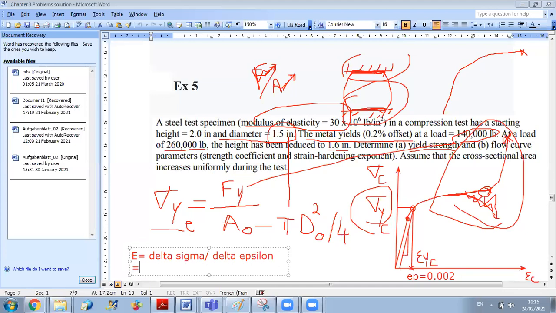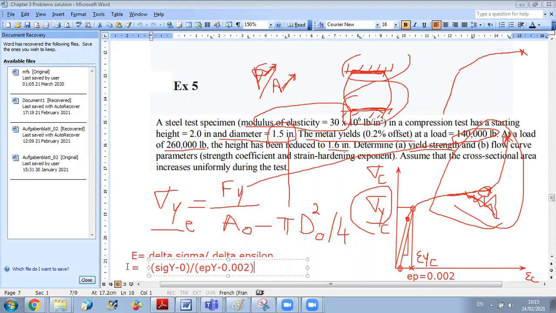In this case, the two points of interest are first the point here, which corresponds to epsilon 0.002, and since it is on the epsilon axis, the value of sigma is 0. And the second point is the yield point, characterized by sigma yield and epsilon yield. So we have that delta sigma is equal to sigma at yield minus 0, over delta epsilon, which is epsilon yield minus 0.002.